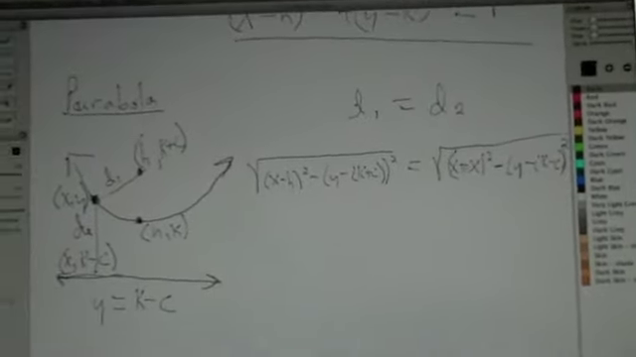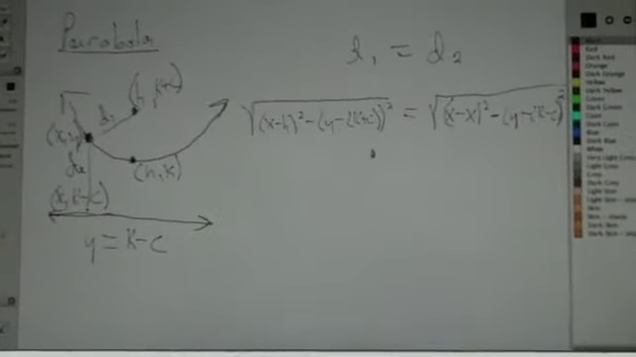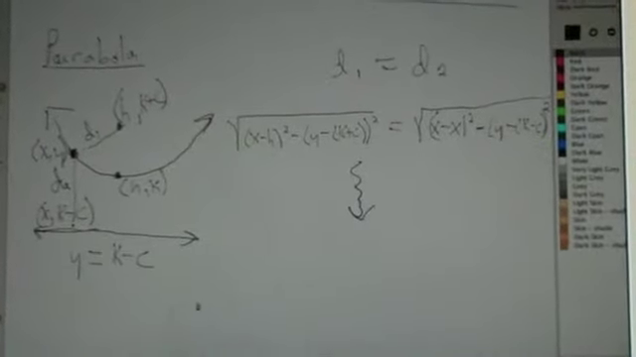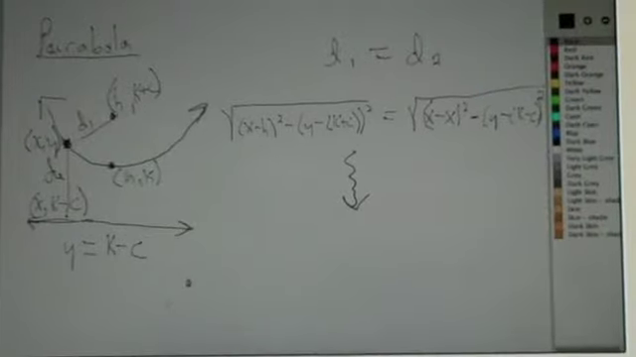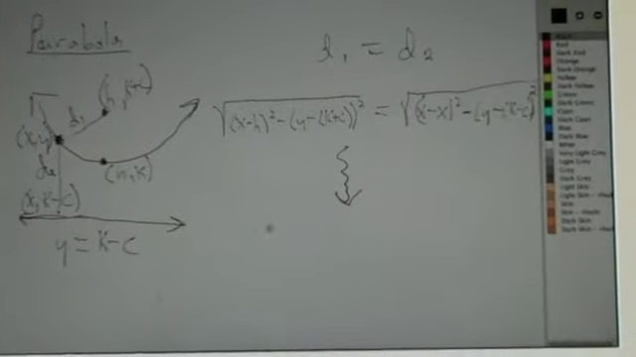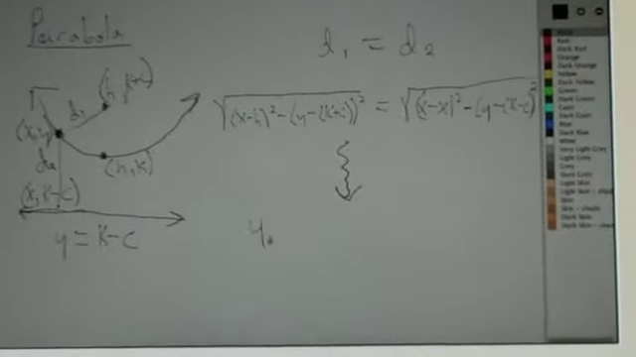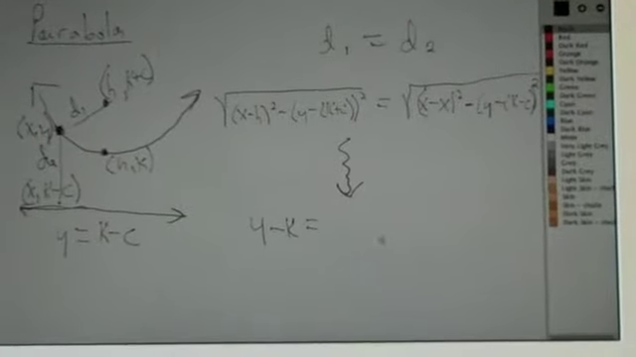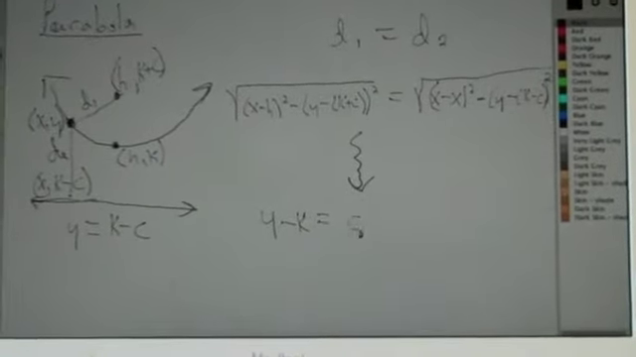Okay. Once I have that set up, I'm going to let you do this. And that arrow means you do a whole bunch of algebra. And when you do a whole bunch of algebra, your answer comes out to be y minus k equals, I'm okay if you want to put an A here.